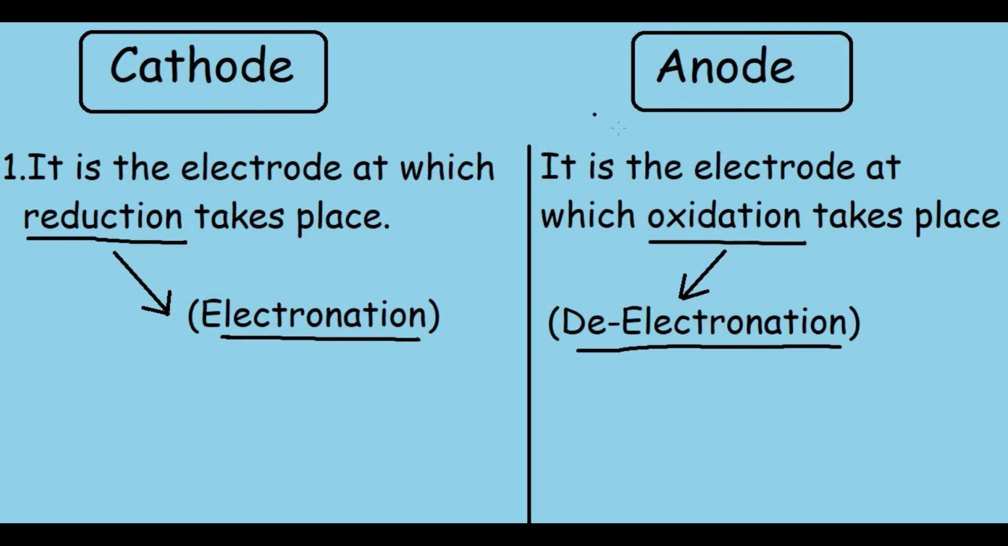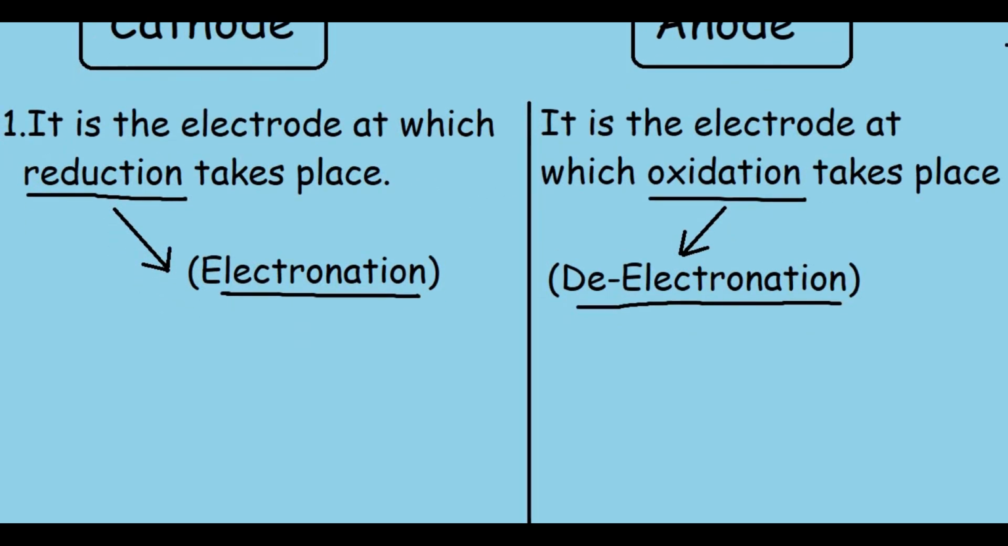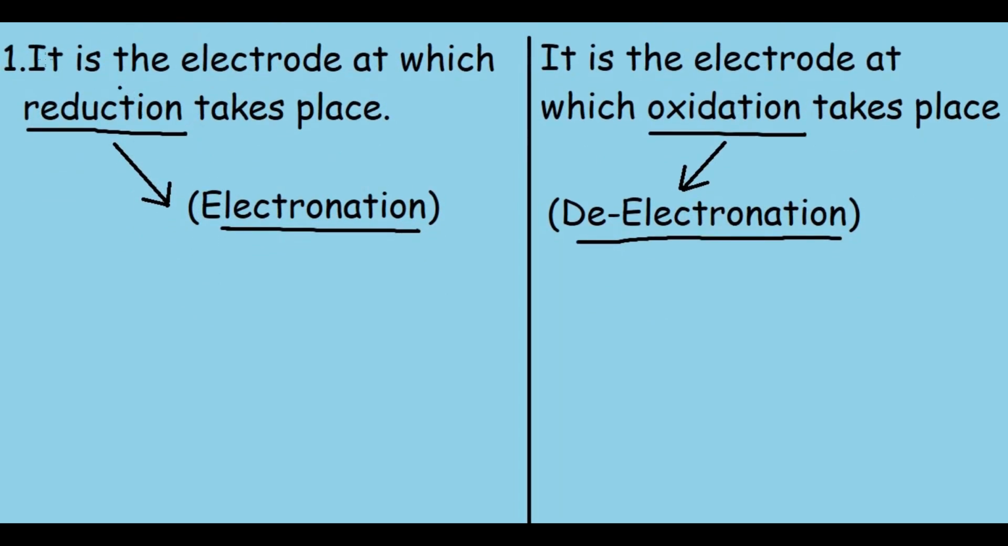You cannot define cathode and anode using any sign, that is negative and positive, because the sign convention depends upon the device which we are talking about. If we are talking about a galvanic cell, the sign convention is different, and if we are talking about an electrolytic cell, the sign convention will be something other. So this will be the second point, that is the sign convention of cathode and anode.